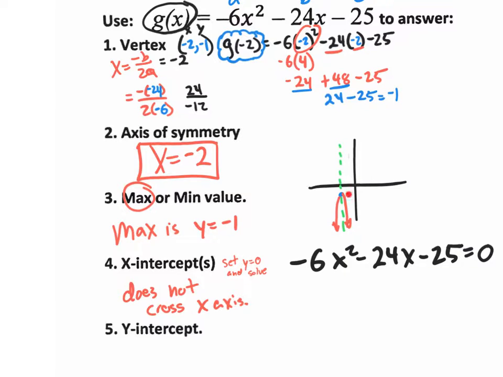But I already know, through my understanding of the a value, that this opens down, and I already know the vertex is not going to cross. So if I did try to do the quadratic formula, I'd end up with imaginary values, right? You'd end up with a negative discriminant, which would cause imaginary values to surface. So the x-intercept, it does not cross the x-axis.